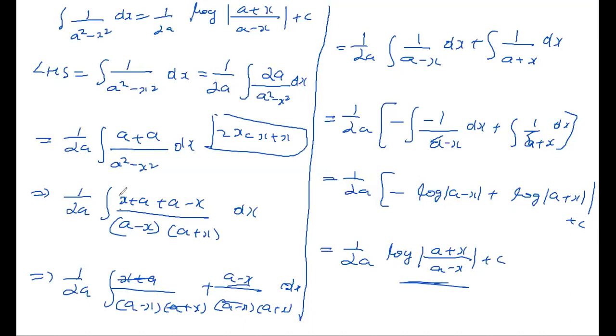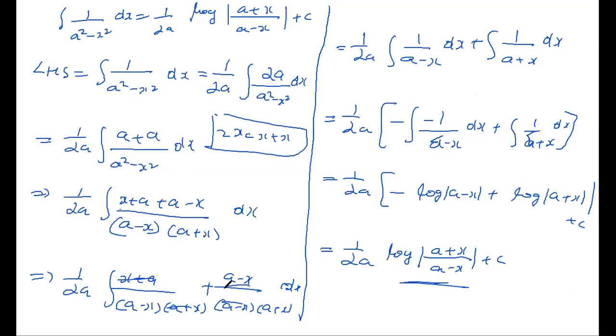Now add and subtract plus x and minus x. From this step you want to learn. Now separate the terms: it becomes (x plus a) divided by (a minus x)(a plus x) plus (a minus x) divided by (a minus x)(a plus x). Here x plus a or a plus x both will cancel, remaining 1 by a minus x dx. I'm making the integration separate also: integration of 1 by a plus x dx.